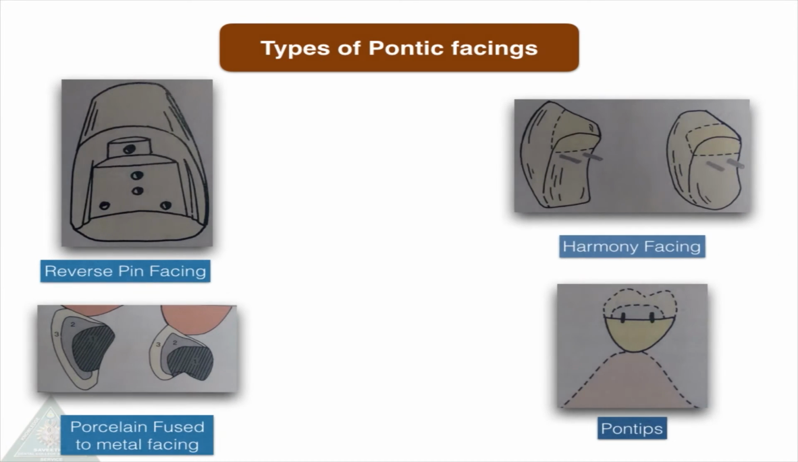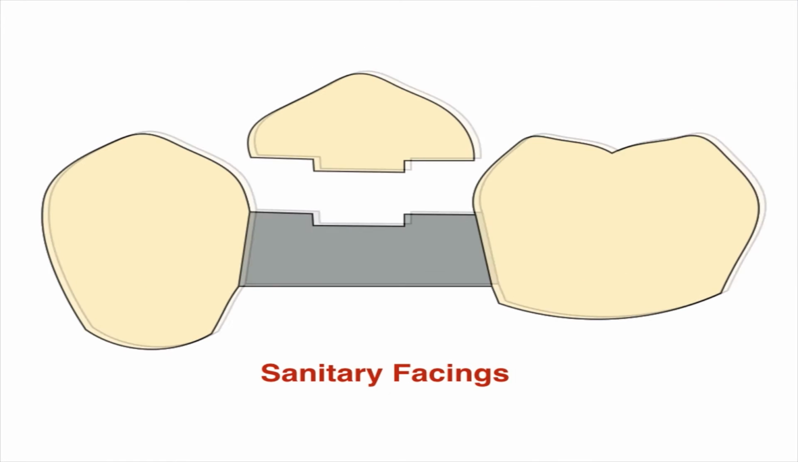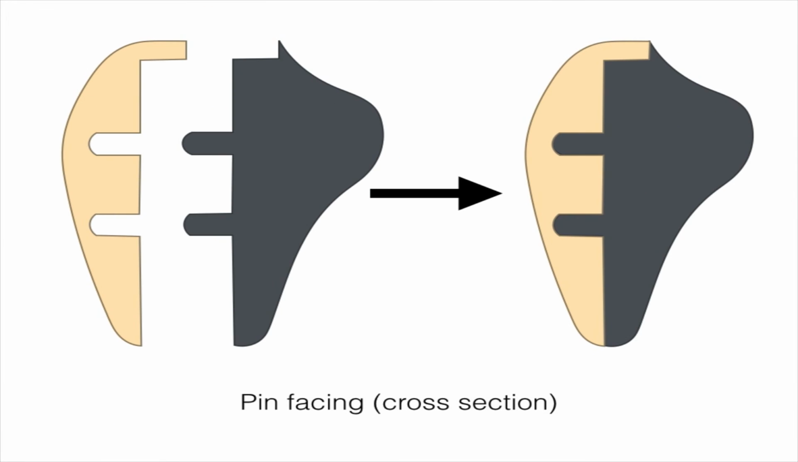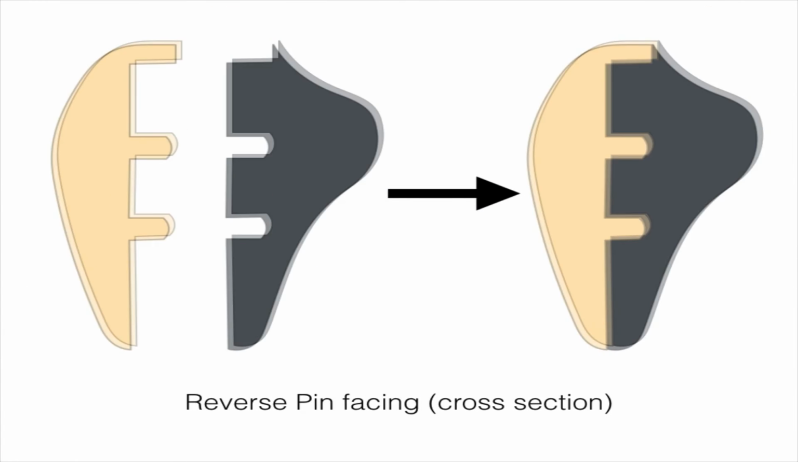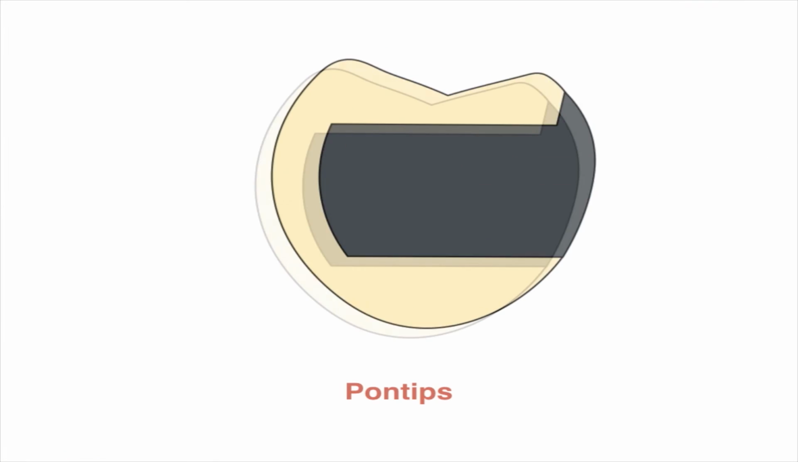These are the various types of pontic facings: interchangeable facing, trupontic, sanitary facing, pin facing, reverse pin facing, modified pin facing, harmony facing, and pontips.